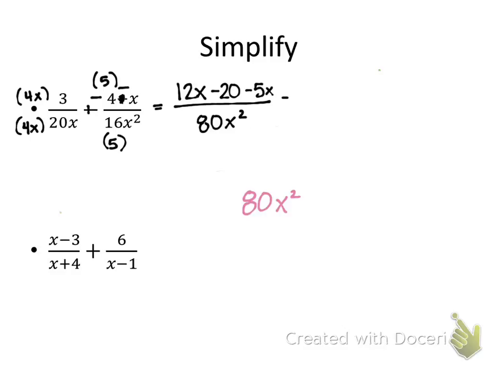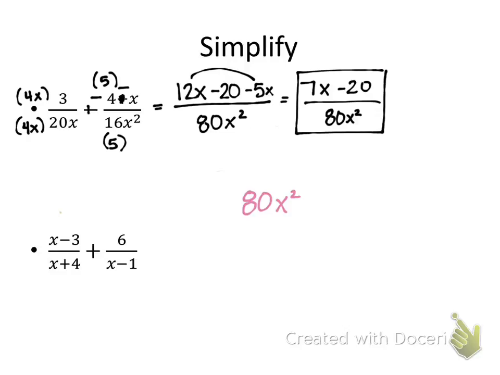So now we're going to combine like terms. 12 minus 5 is 7x, minus 20, because 20 does not have any like terms, over 80x squared. So I notice that there's no GCF of 7x minus 20, so this is my final answer.